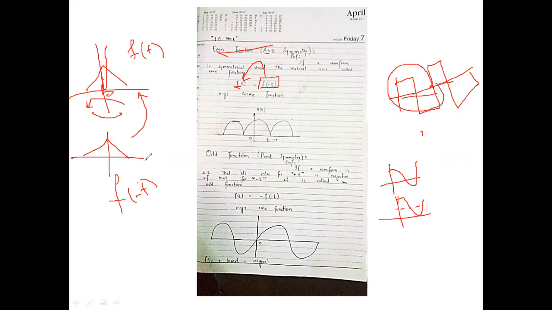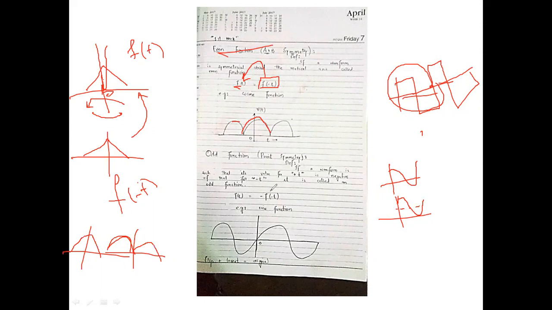So f of t is equal to f of minus t. We can say that it is an even function. Another example is the rectified function. If it is just like this, similarly it is also an even function. And if it is like this cosine, it is also an even function.